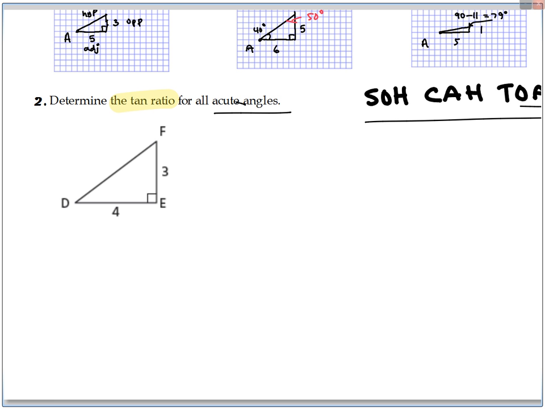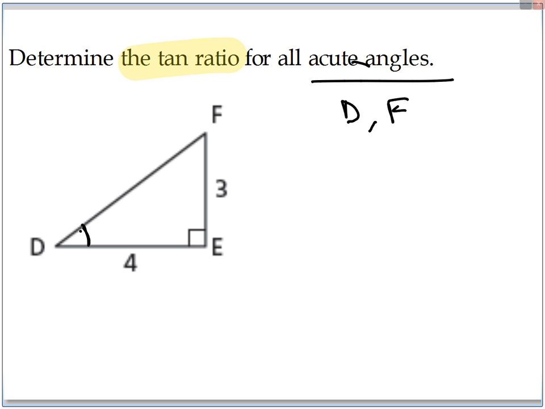How many acute angles are there? There's two of them. You got to work with D and you got to work with F. And do we care about E? No. So here's what we do. Mark angle D. Okay, it's marked. Straight across, that's our opposite. Find the 90, mark that. Straight across that is the hypotenuse. That means 4 has to be the adjacent.